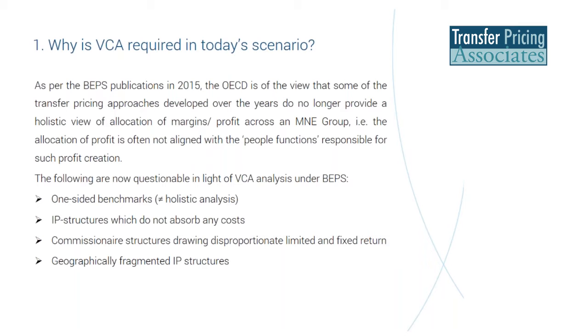And then other structures which are becoming questionable are geographically fragmented IP structures, where the legal owner is in one country and the developer is in another country. The legal owner has a board of directors who come to that country and take some critical decisions on the soil of that country, and the company argues that there is substance in the country which legally owns the IP, and that the IP is developed by another country, so that country should also get some share of residual profit. But if the legal entity doesn't have people, these structures will be easily challenged.